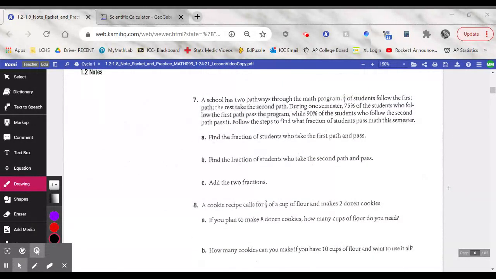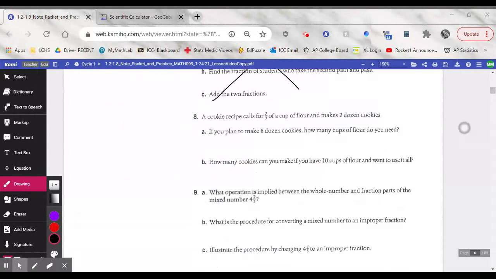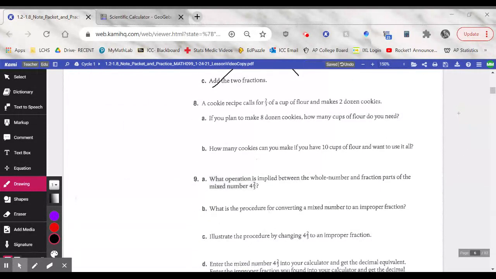All right, I'm going to jump past number 7 and have us look at number 8. For number 8, it says a cookie recipe calls for 2/3 of a cup of flour to make 2 dozen cookies. So for 2 dozen cookies, you need 2/3 cup of flour. And we're going to use that for the other parts.